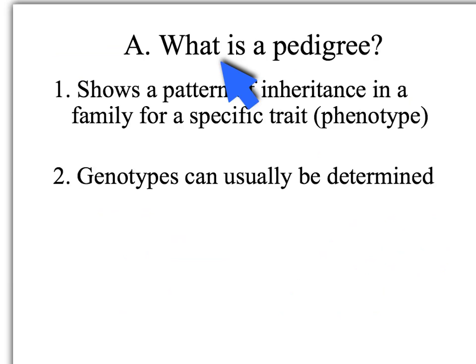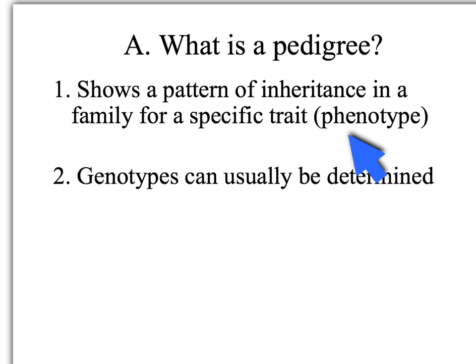Earlier I showed you a picture of a pedigree and reminded you a little bit about Punnett squares. But the big question is, what exactly is a pedigree besides that confusing diagram that we looked at earlier? And why is it important? Well, a pedigree is going to show us a pattern of inheritance. We're going to look at families and specific traits. And we focus on phenotype. These are things that we can see.